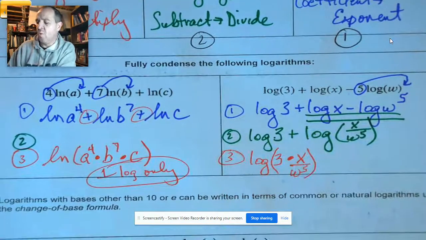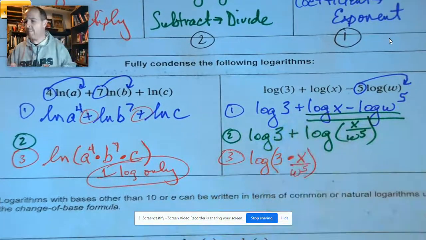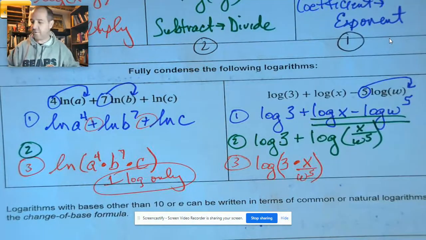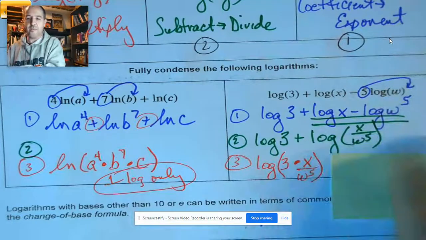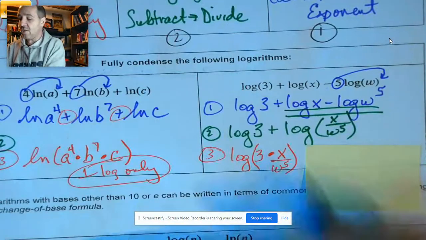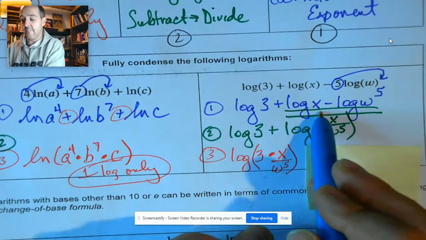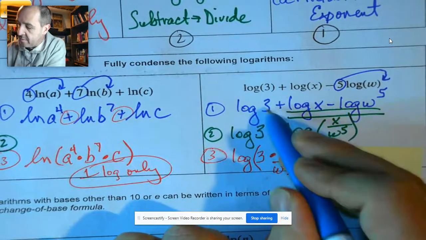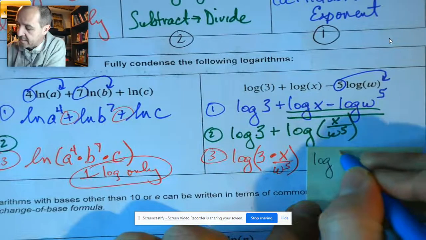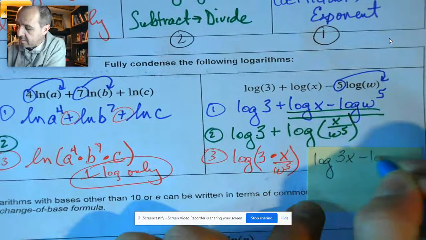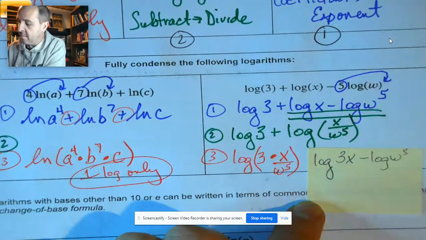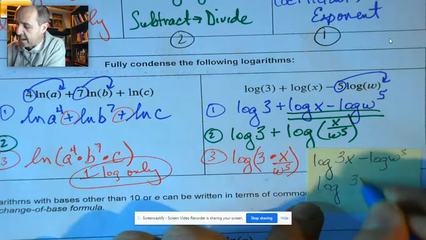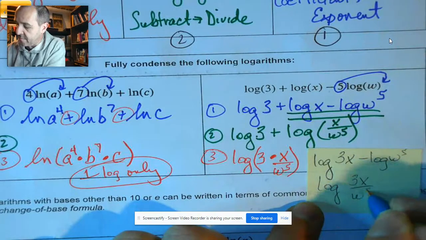Now, what if I'd have done these in a different order? You're like, Hardy, we hate it when you do this, but I want you to be able to think outside the box here. What if I'd have just gone left to right when I got to this step? Okay, what if I'd have done that? So I'd have had log 3 times x, and then I turned it into log 3x over w to the 5th.